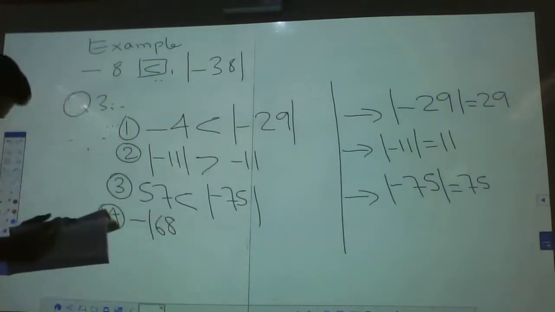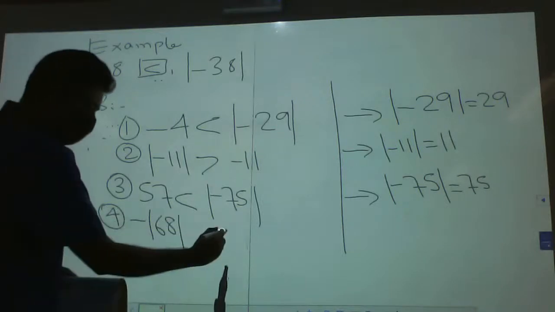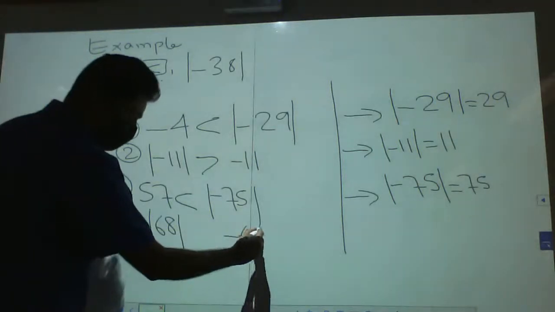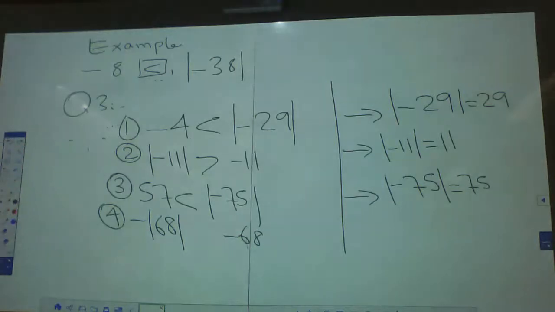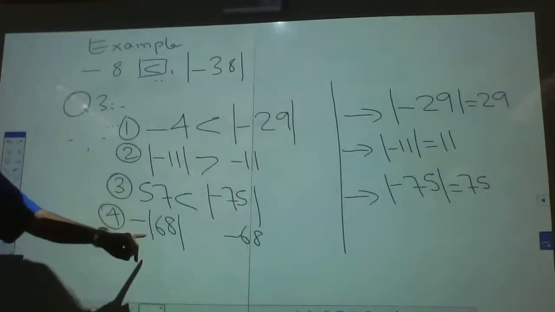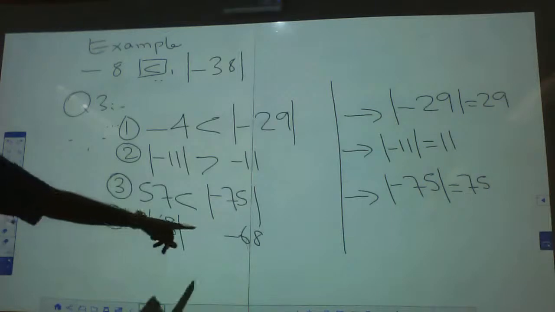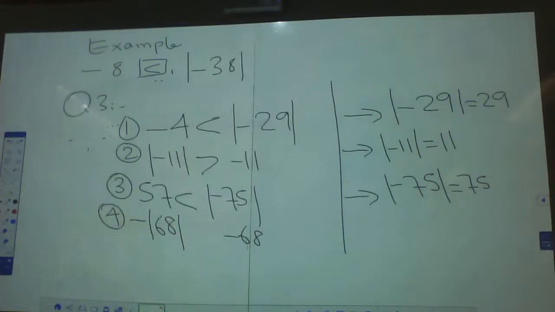-68 in the absolute and here -68. Now, see, this one it is what? -68, and this one it is -68. Smaller, bigger, or equal?